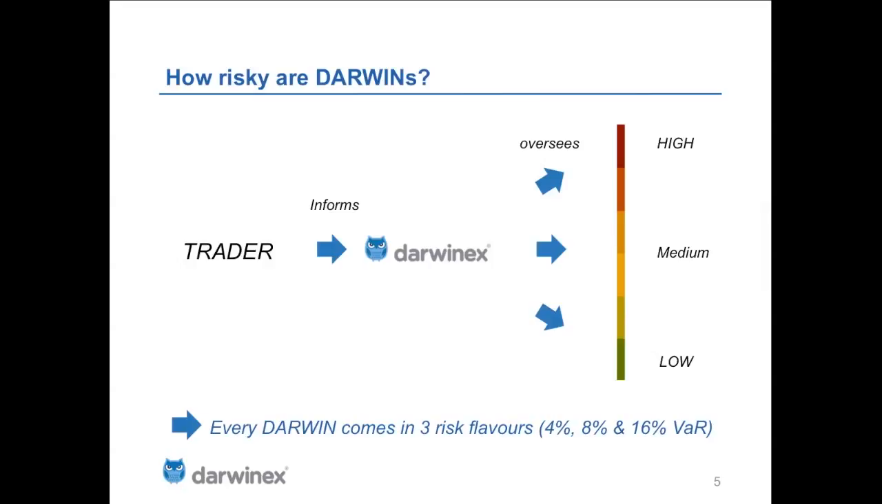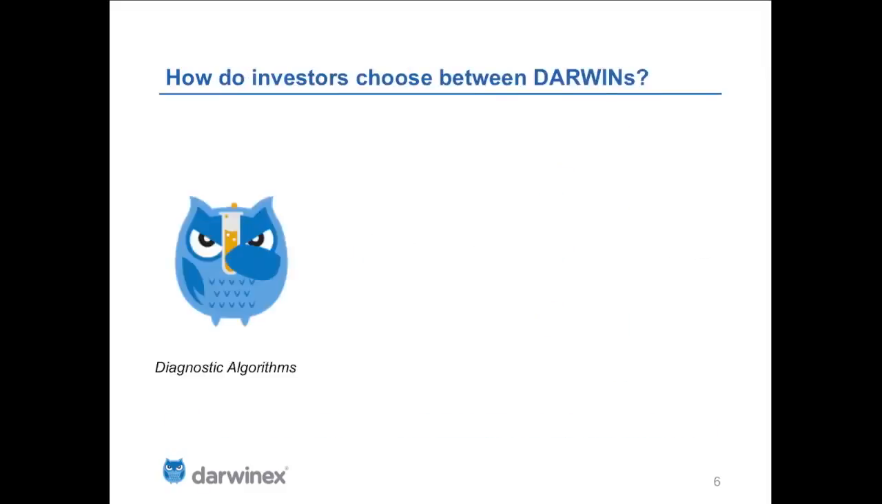So how risky are Darwins? Well, Darwins come in three different risk flavors. Each Darwin is demultiplied into a low risk, a medium risk, and a high risk version with 4, 8, and 16% of value at risk. To give you an idea of what those value at risks represent, a 4% value at risk would be about half the risk of a large equity index like the S&P 500 on a monthly basis. And a 16% value at risk would be about as risky as investing in one of the more volatile stocks in such indices.